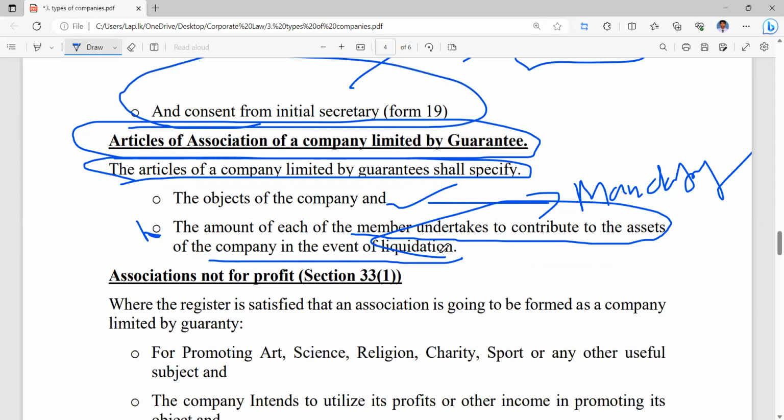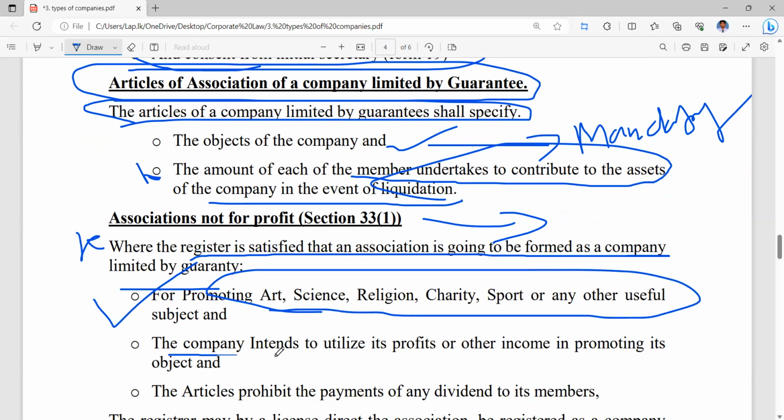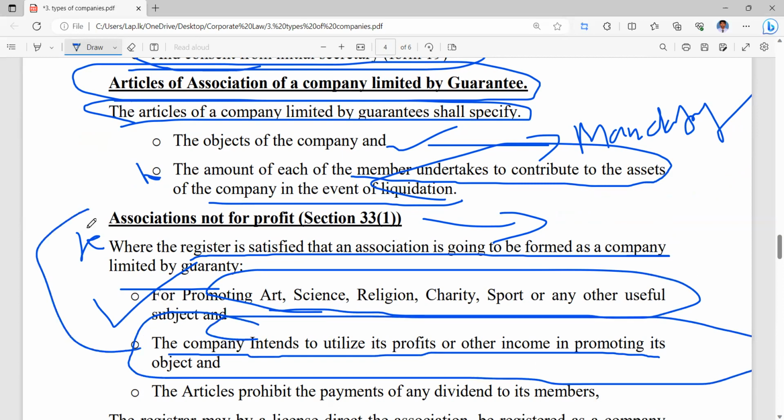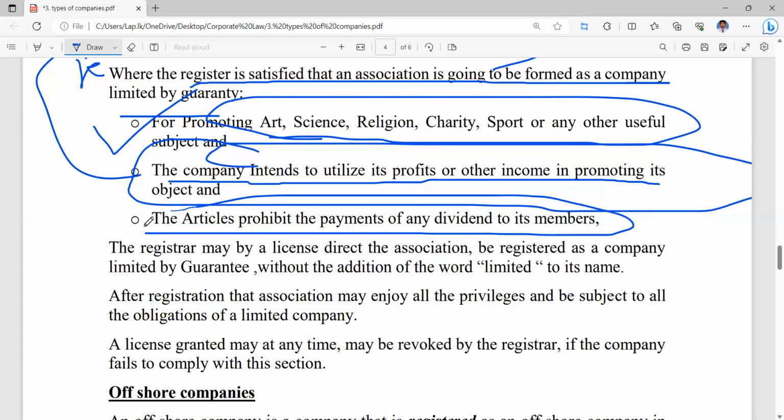Likewise, an association not for profit, not profit seeking, of a charitable nature, which the registrar is satisfied is going to be formed as a company limited by guarantee for promoting art, science, or a chamber of commerce. The company intends to utilize profit or other income in promoting its object. The profit is reinvested to achieve its object. The articles prohibit paying dividends to its members. The registrar may give a license to direct that the association be registered as a company limited by guarantee.